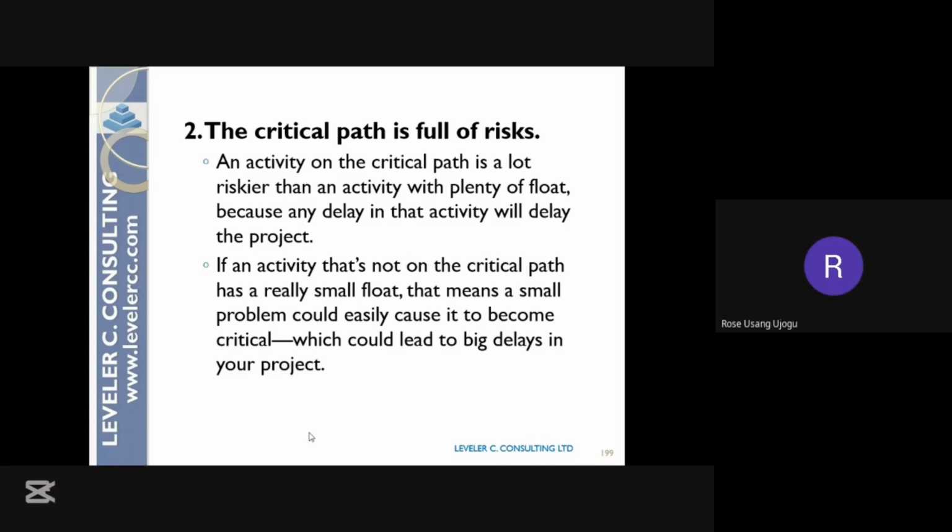Yes, sir. So when a path does not have float, what does that translate to? When a path is critical, it does not have a float, what does it translate to? It means that you must do the work that was given to you and finish it at that point. You don't have to delay it.